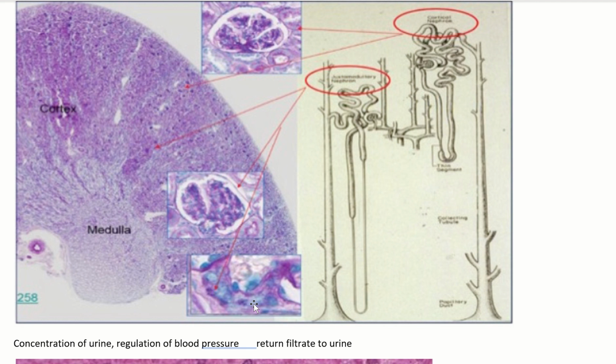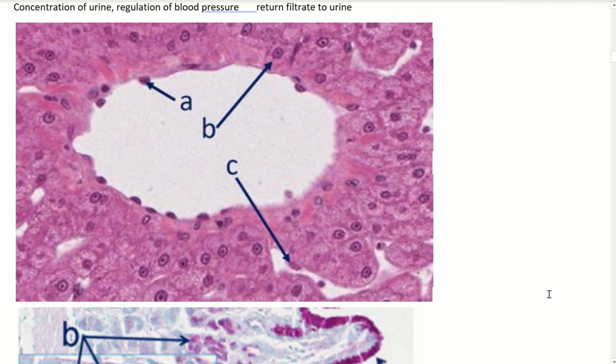Okay, and then returning filtrate to the urine. So returning filtrate to the urine, that's where, right, we're forming this filtrate and it's going to end up being excreted as urine. And so both of those would be helpful for that. So both of those do that. Okay. So hopefully that clears that one up.